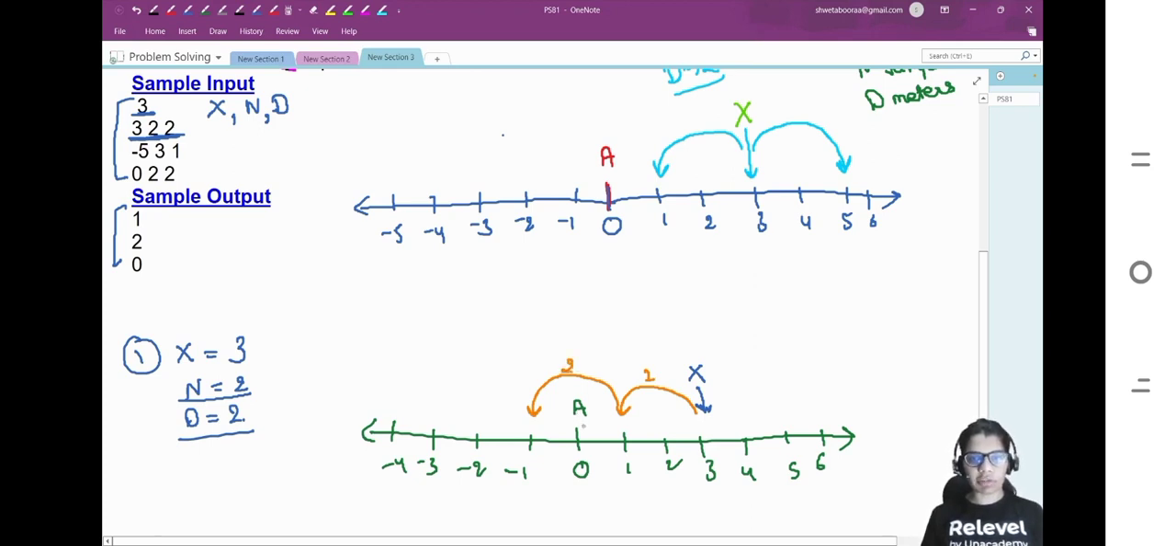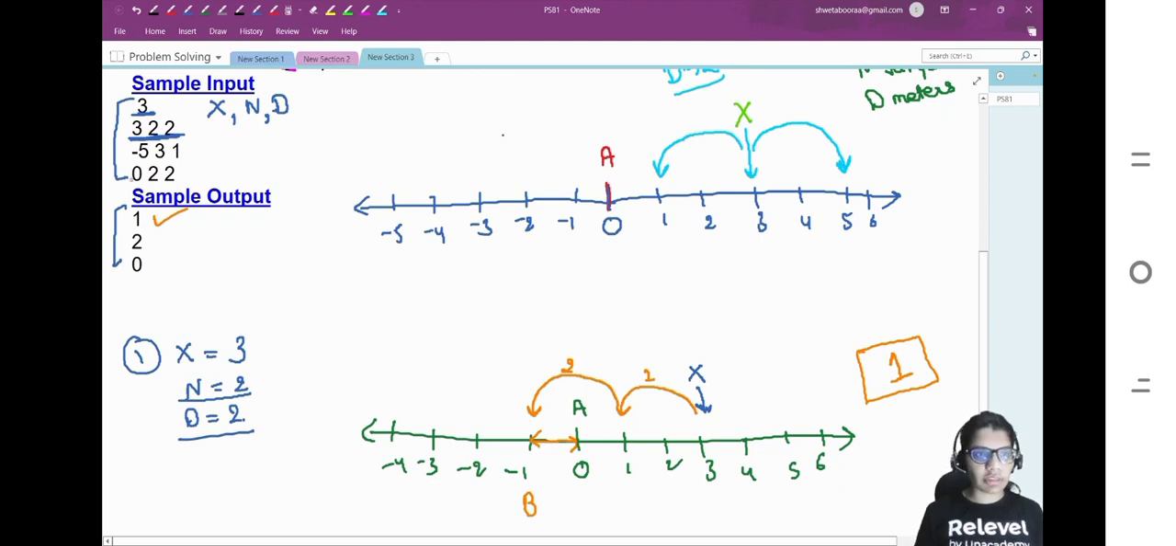Now what is the distance between Alice and Bob? You can see Bob has reached here, and the distance is minus 1 to 0, which is 1. So here you need to remember that we are talking about distance, not displacement. Distance is a positive quantity. Distance is a quantity that would always remain positive, right? Distance can't be negative. That's why we would always take the absolute value of the distance. So here you can compare with the sample output, which was 1. Our output seems to be right.